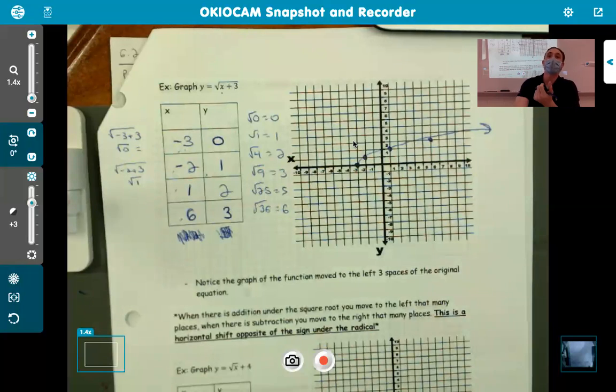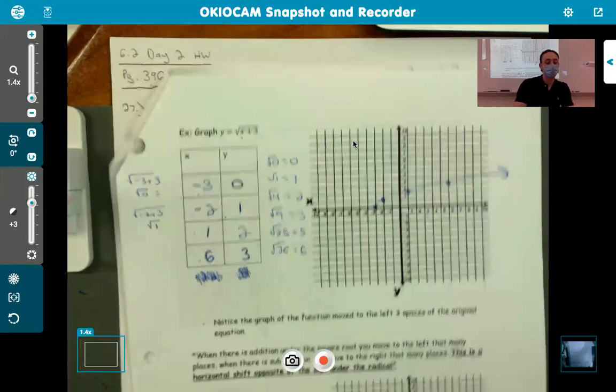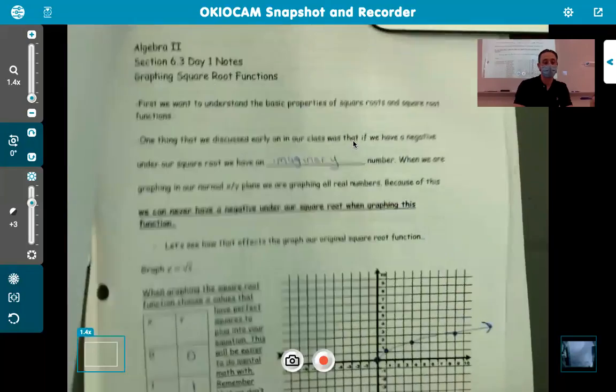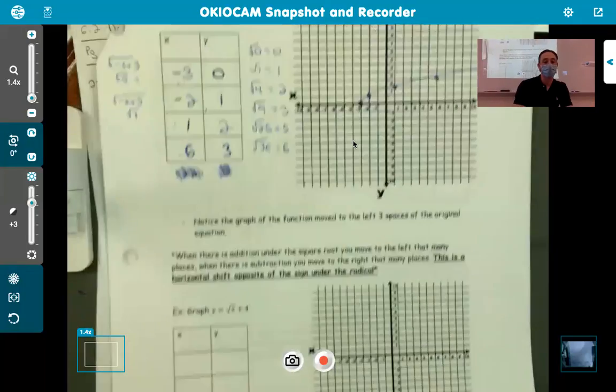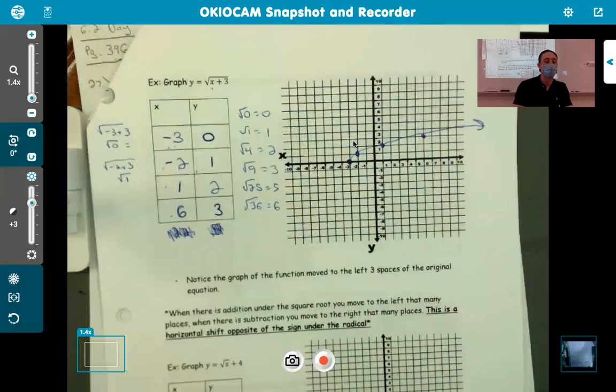How does this compare to the original one, Jake? Moves to the left 3 spaces. Good. So I moved to the left 3 spaces compared to my original function, right? If I take a look at the square root function back on page 1, when I add 3 under my square root, I move to the left.